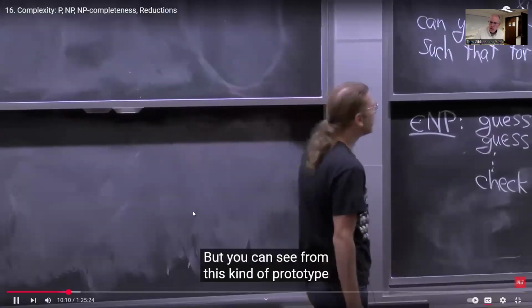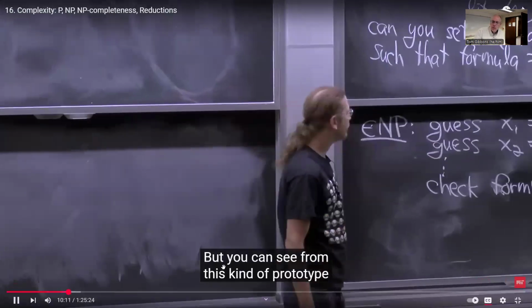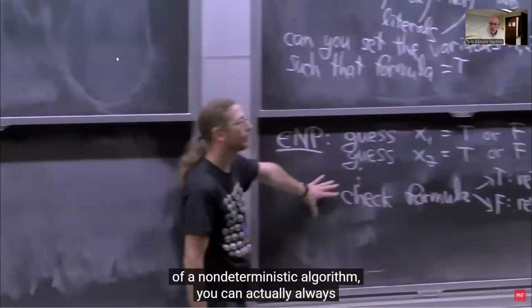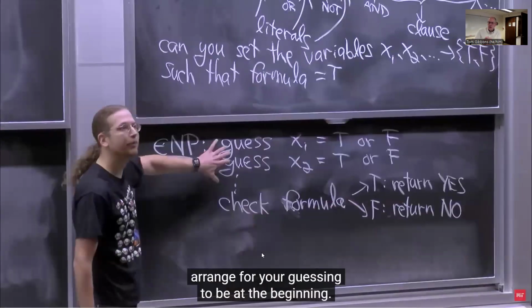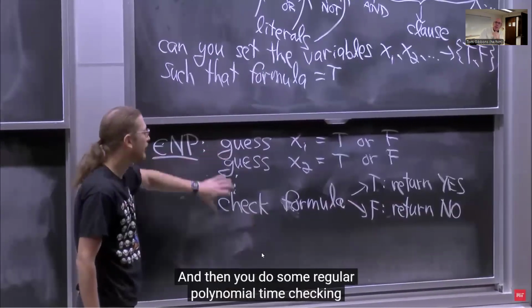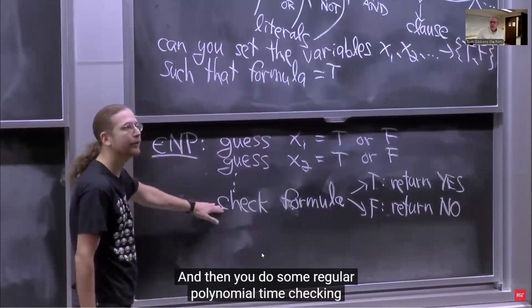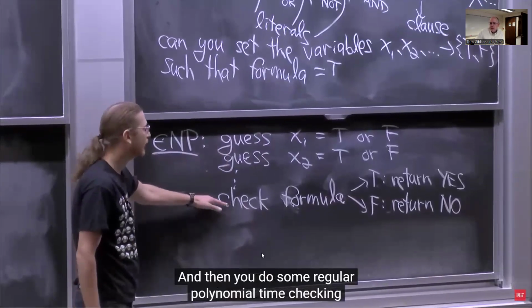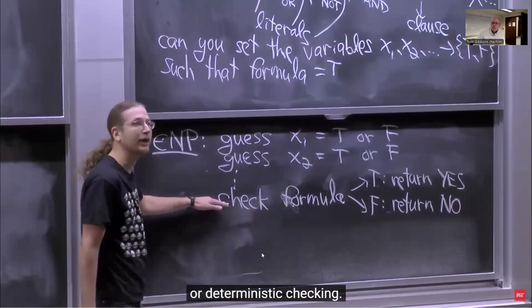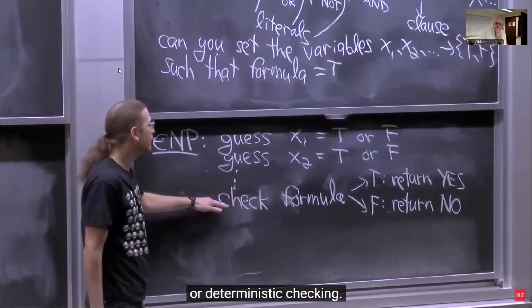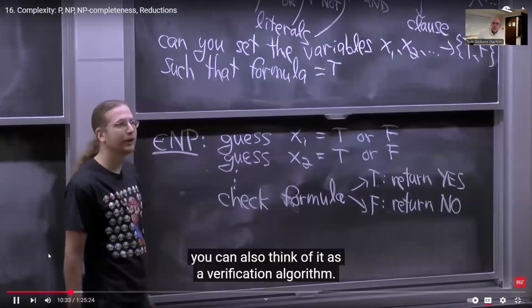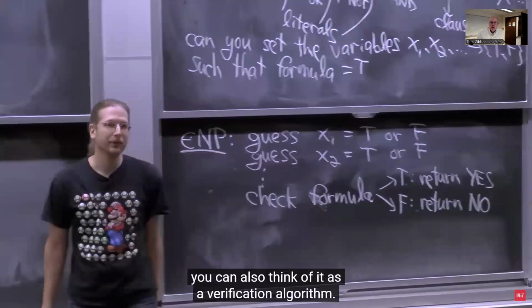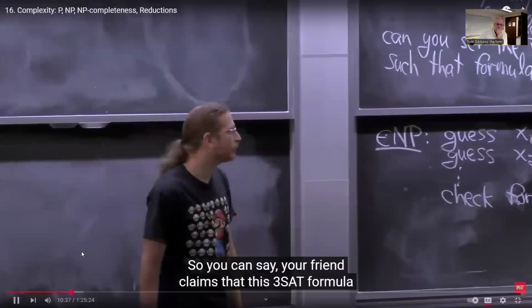A little weird. But you can see from this prototype of a non-deterministic algorithm that you can always arrange for your guessing to be at the beginning. And then you do some regular polynomial time deterministic checking. So when you rewrite your algorithm like this, with guesses up front and then checking, you can also think of it as a verification algorithm.